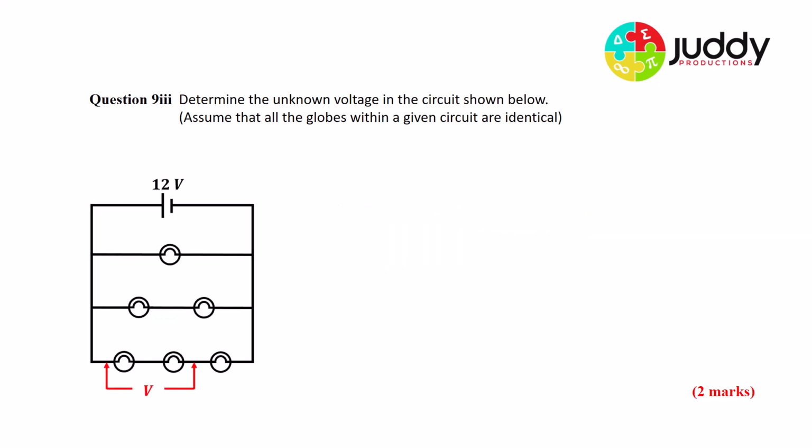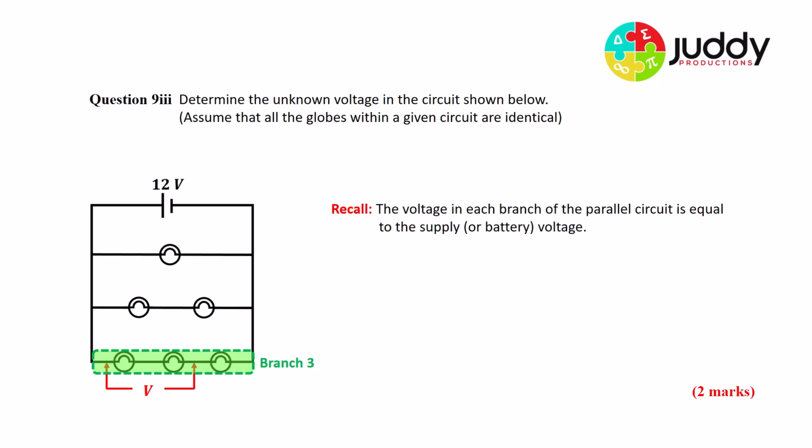And finally, a little bit trickier, 9.3. Determine the unknown voltage in the circuit shown below. And again, we're assuming that all the globes within a given circuit are identical. So yet again, the total voltage across this third branch is 12 volts.